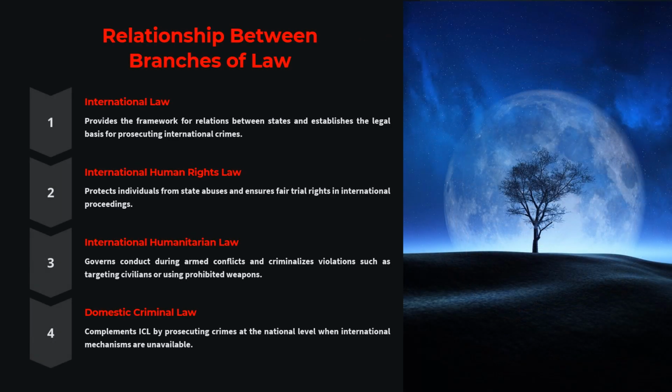And what's the relationship between international criminal law and other branches of law? So international law provides the framework for relations between states and establishes the legal basis for prosecuting international crimes. International human rights law protects individuals from state abuses and ensures, for example, fair trial rights in international proceedings. International humanitarian law, also known as the laws of war, governs conduct during armed conflicts and criminalizes violations such as targeting civilians or using prohibited weapons.